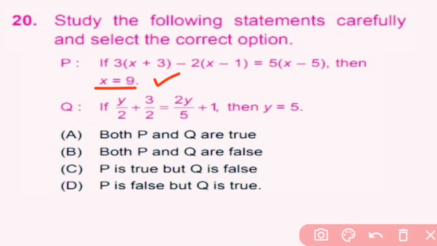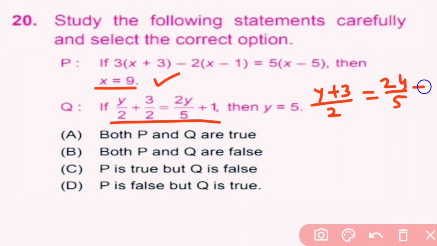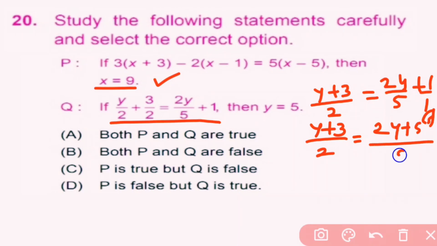Now option Q, this, then y is equal to 5. So now here this means (y plus 3) by 2 is equal to 2y by 5 plus 1. So here we make the denominator the same by multiplying by 5. So (y plus 3) by 2 is equal to (2y plus 5) by 5.